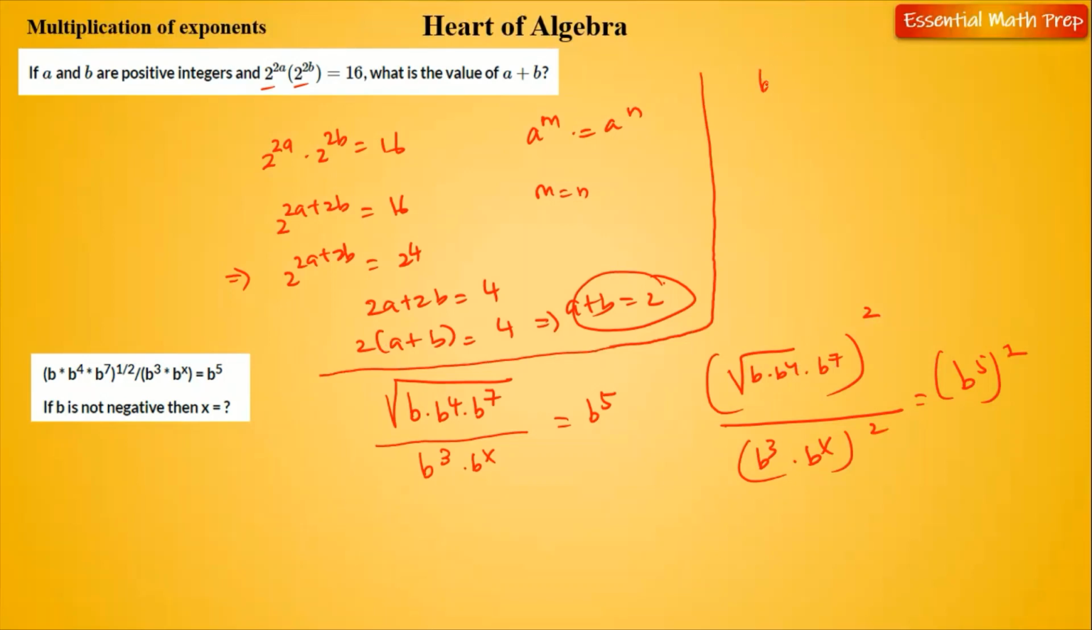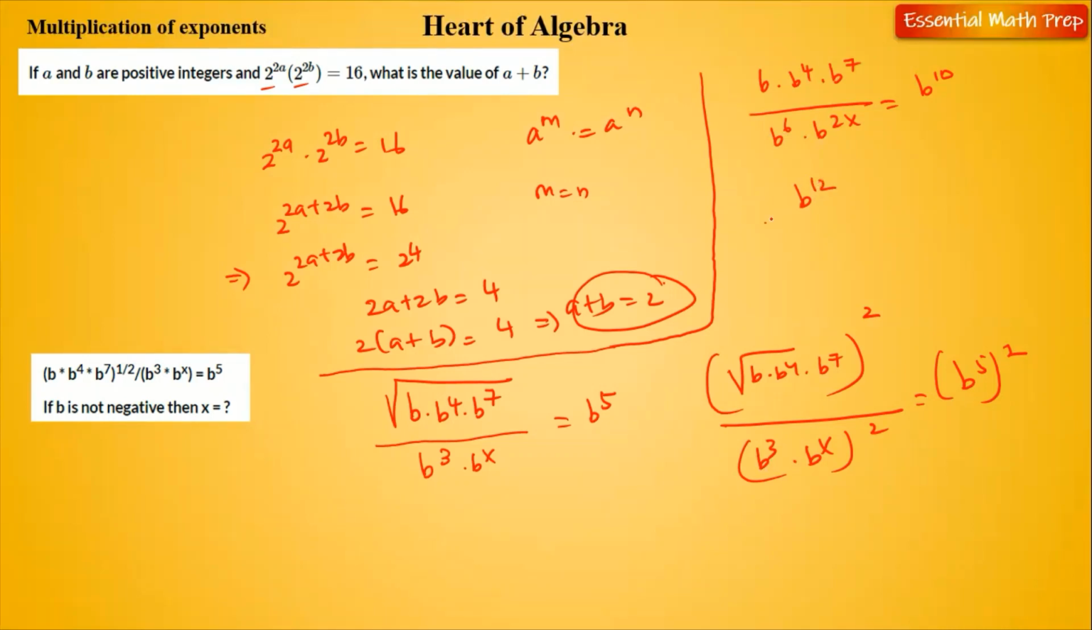So it's b times b power 4 times b power 7 over b power 6 times b power 2x equals b power 10. Do you see how I got all of these, right? B cubed raised to the 2 is b to the 6. B power x raised to the power 2 is b power 2x. So now we can start canceling a bunch of b's. So this is b power, what is the overall thing on the top?